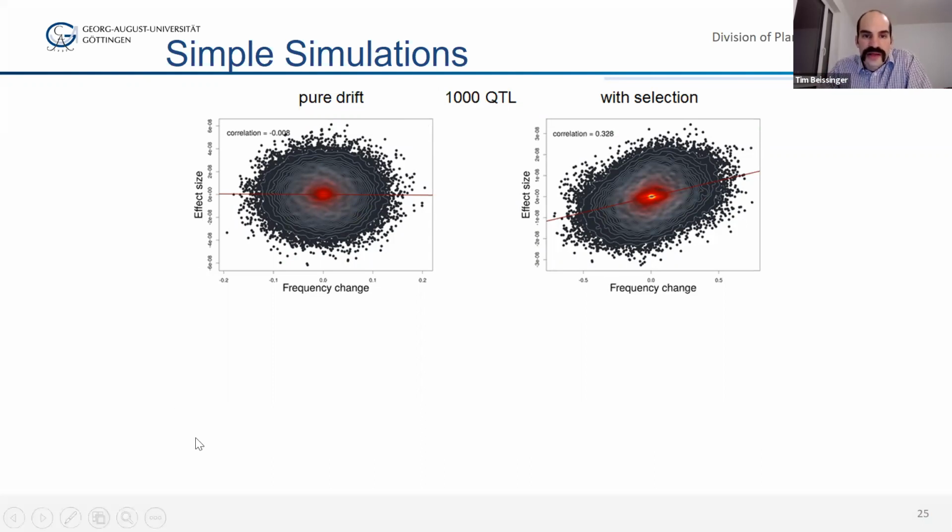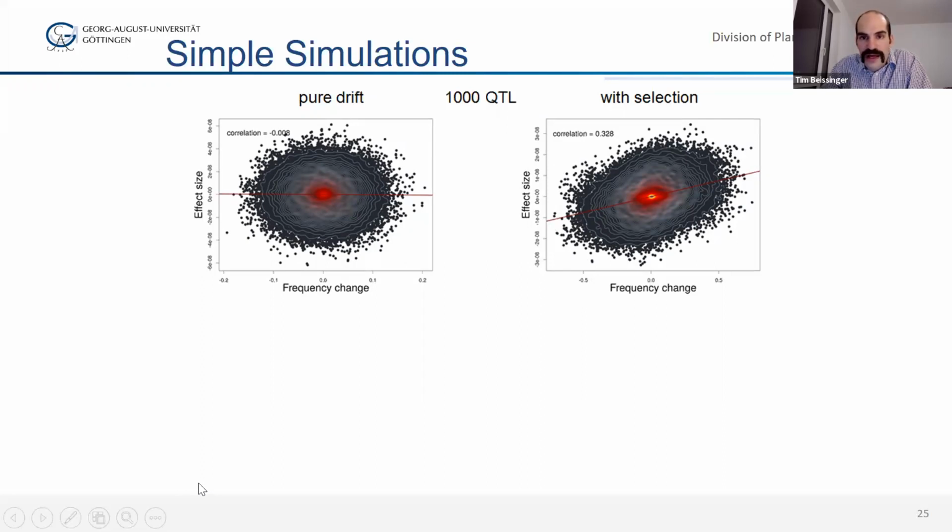So when we simulate pure drift, there's of course no relationship between the allele frequency change and the effect size of a particular locus. However, when we're simulating selection, so we're selecting for high values of the trait, what we see is that larger effect loci, more beneficial loci, tend to increase in frequency, and more deleterious loci tend to decrease in frequency for polygenic traits controlled by 1,000 QTL. So that's just what we'd expect.